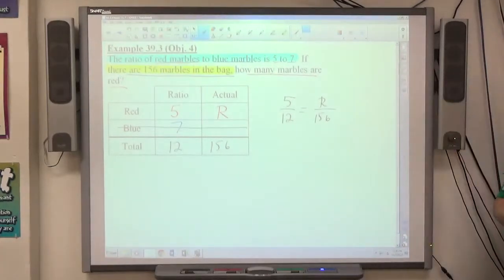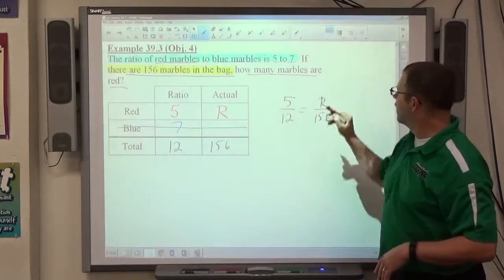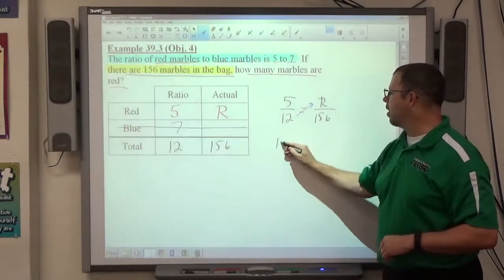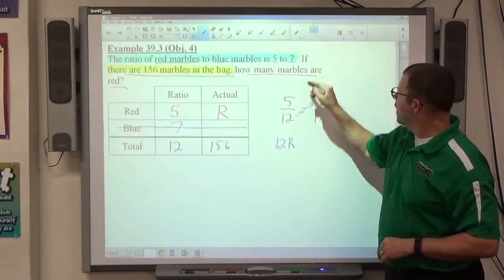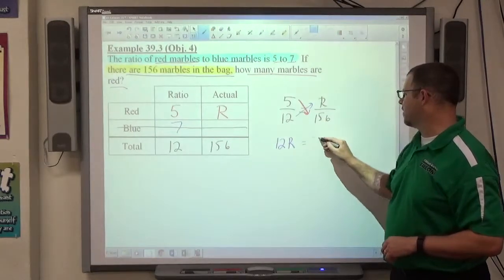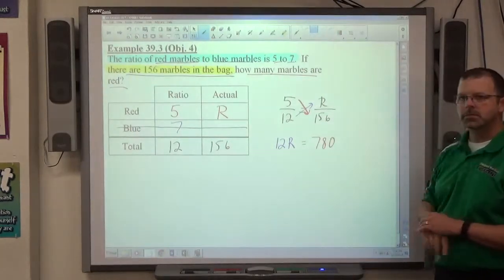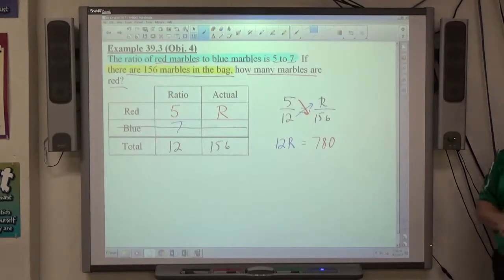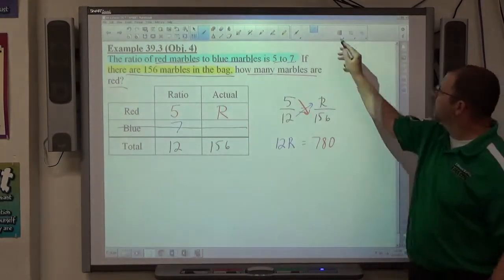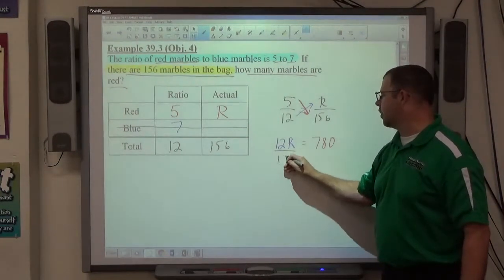And let's just assume we can't divide. Yesterday we were reducing things. Let's pretend it doesn't happen like that and see how to handle it. So in this case we get 12R for that product. And that should equal 5 times 156, which is 780 according to my calculator.